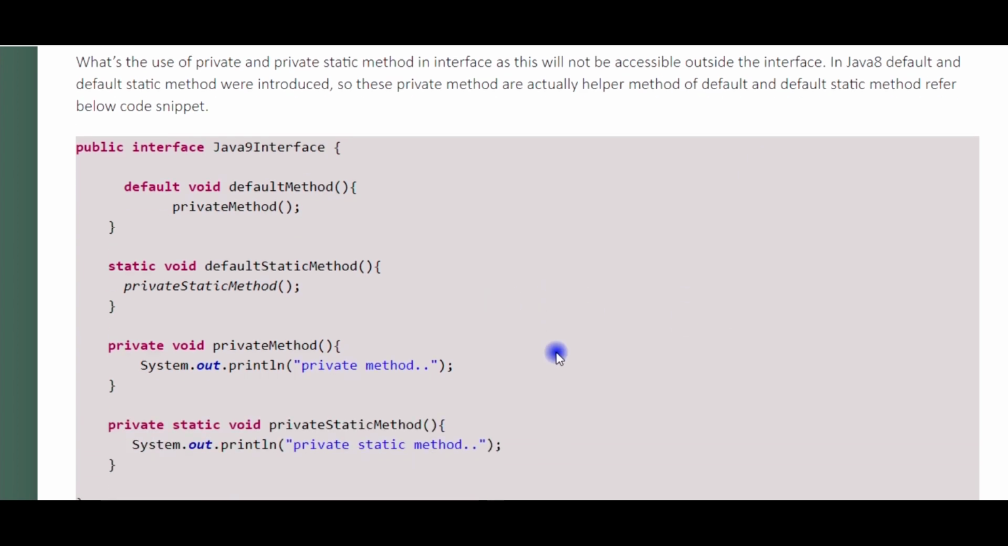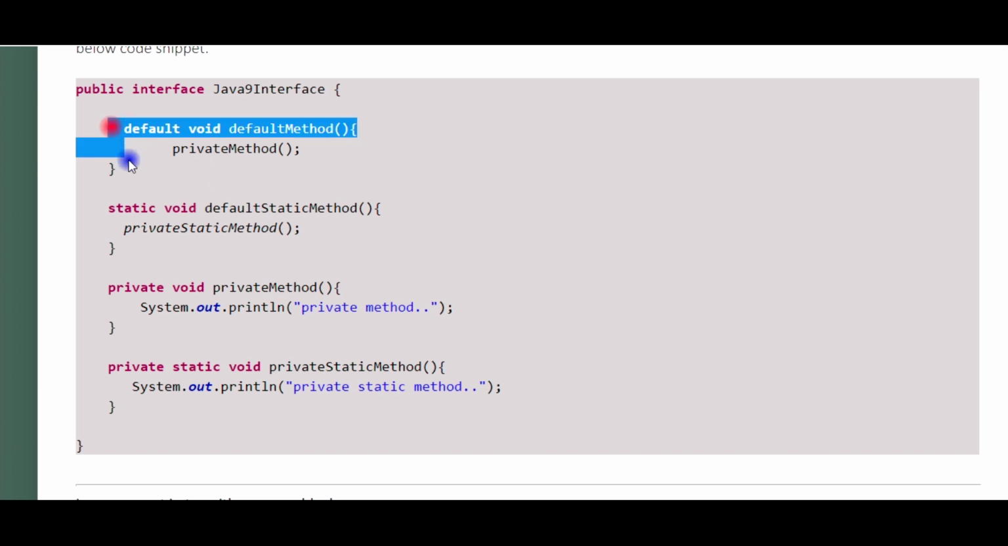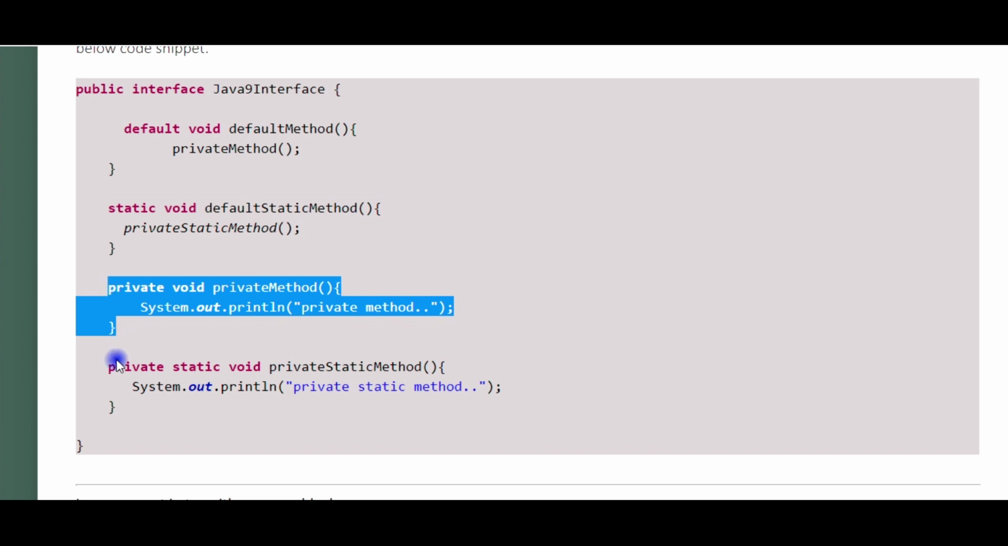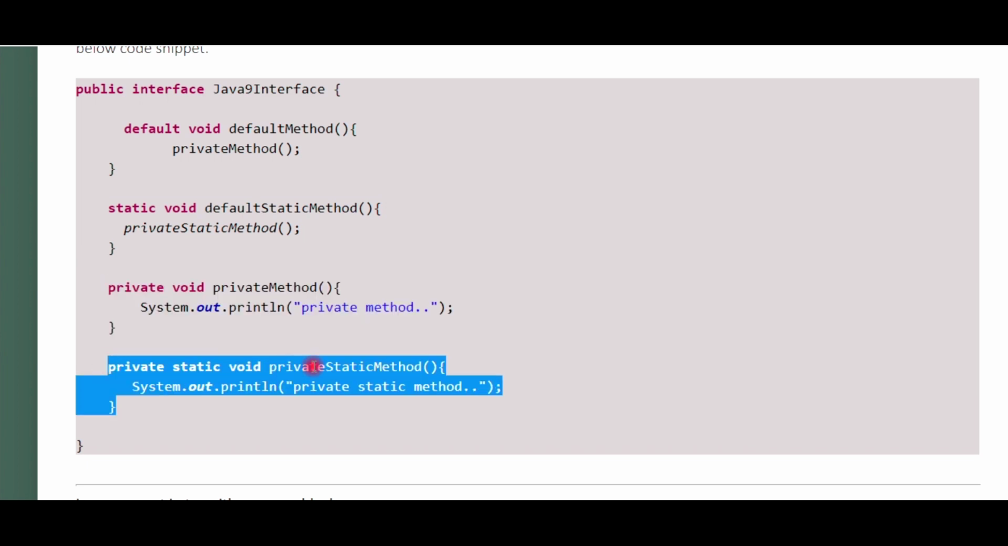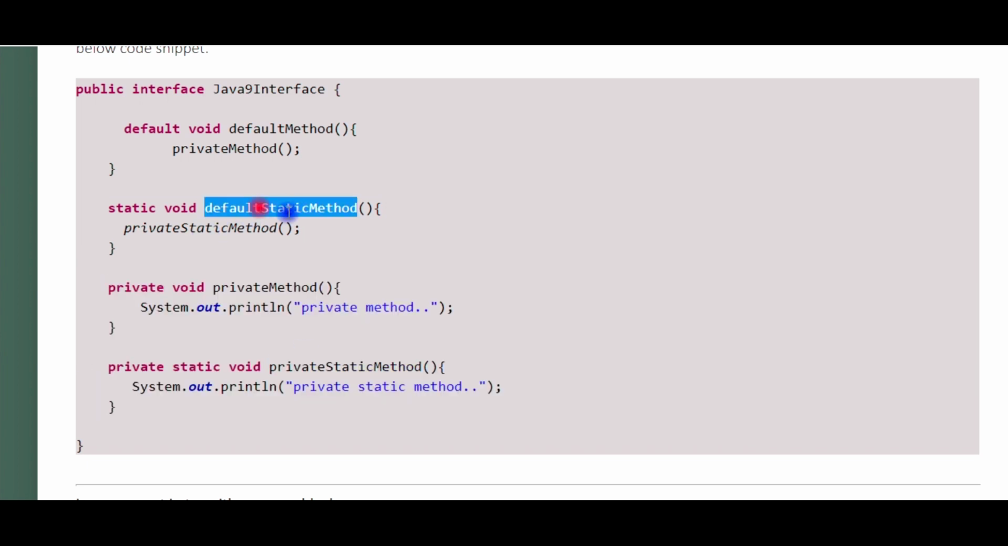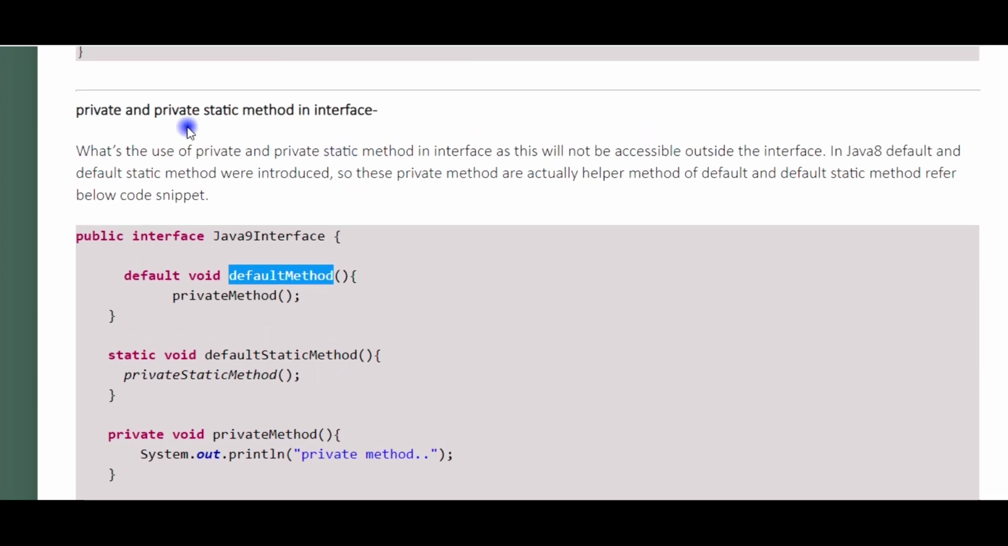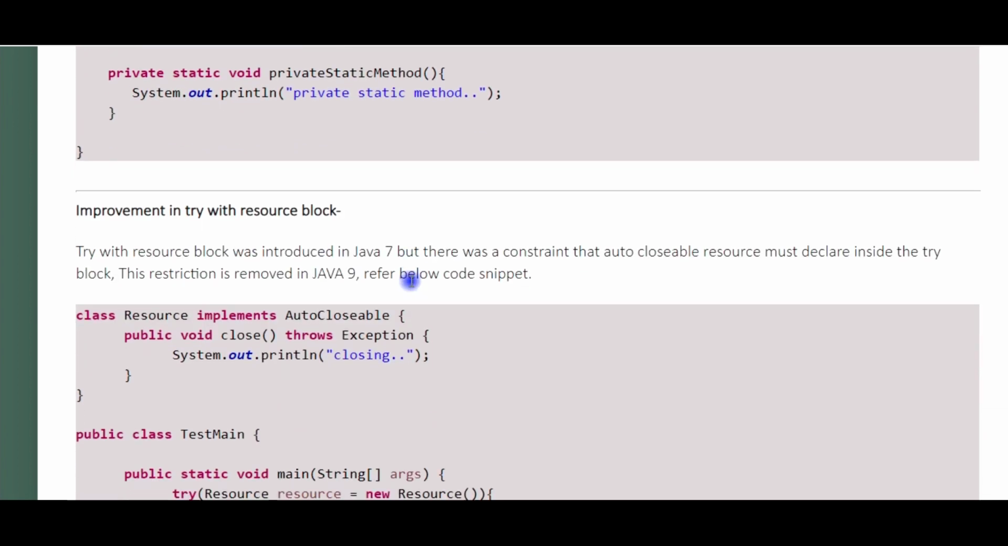Here I have written an example. Here you can see this is the default method, another is the static method, and here we have the private method and the private static method. This private static method is called from the static method, and similarly the private method gets called from the default method. So this is how private and private static methods are used in an interface.